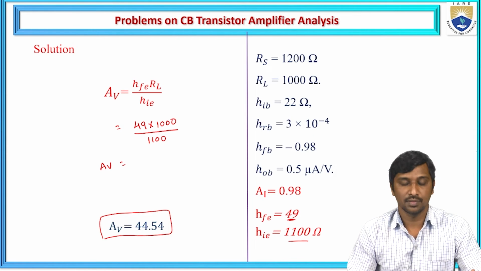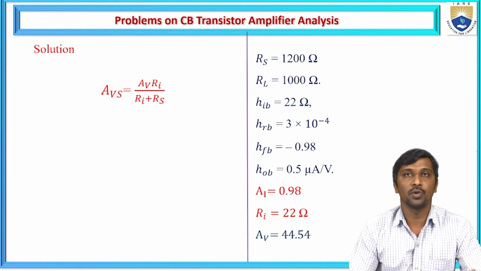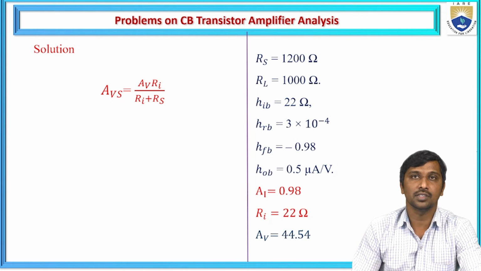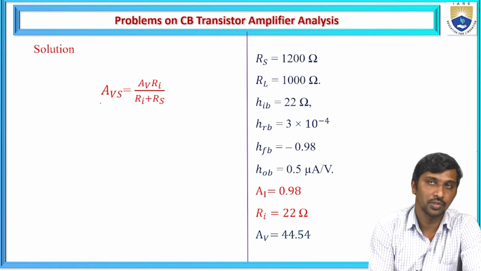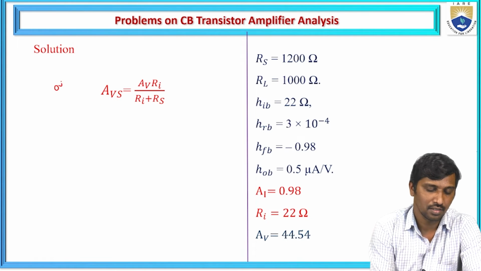Similarly, now we need to calculate the overall voltage gain by using this approximate analysis. Here the overall voltage gain is represented as AVS.